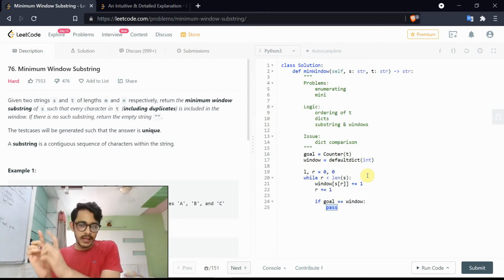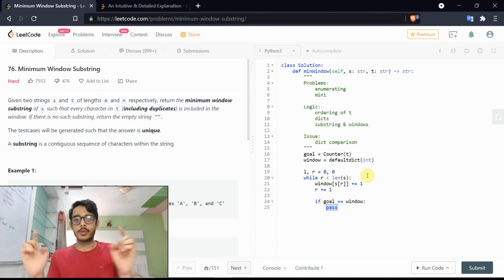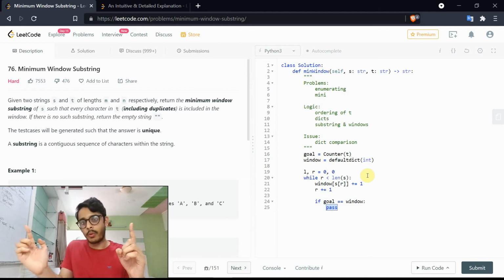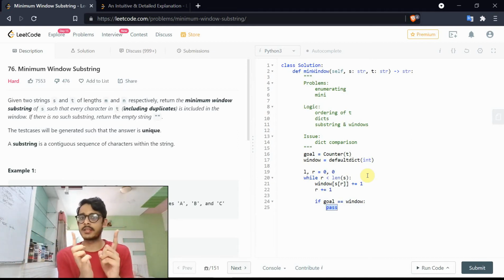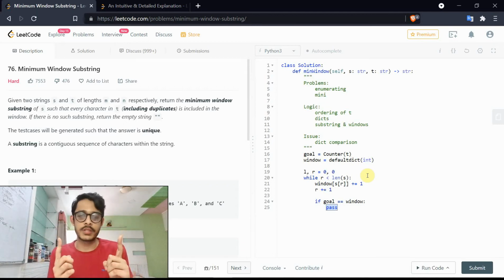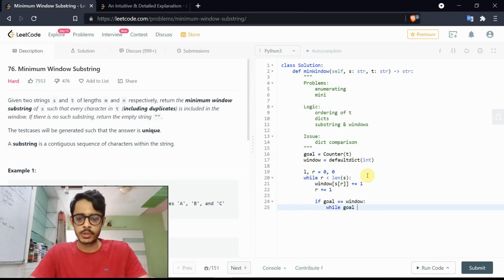See, at any given point of time, we're moving R. So R is sort of defining the end position. Maybe we can also reduce the strings over here. Maybe we can also remove these and the answer is just from here to here. This means that we have found the minimum possible answer as well. So let's also do it. So while goal is equal to window, go ahead and increase the L by 1.